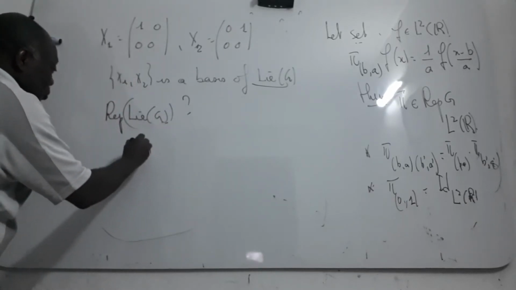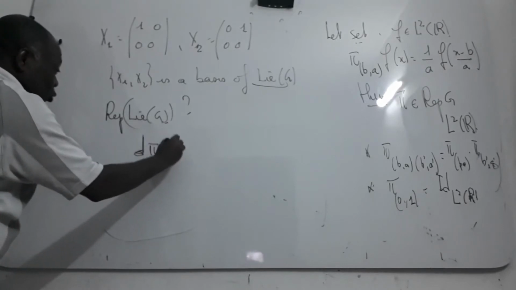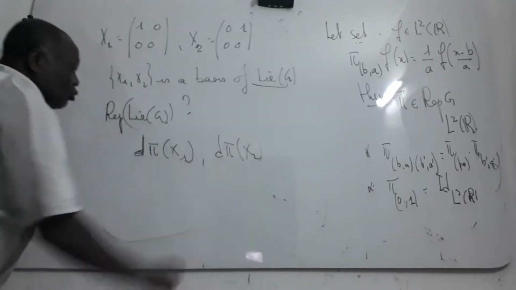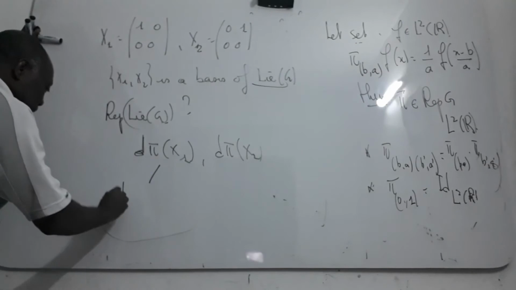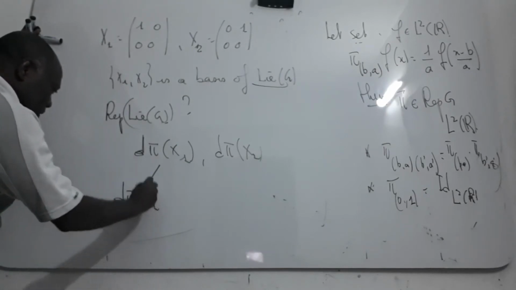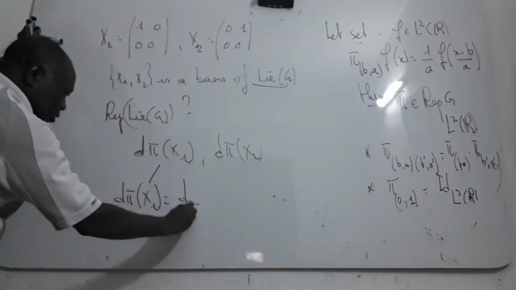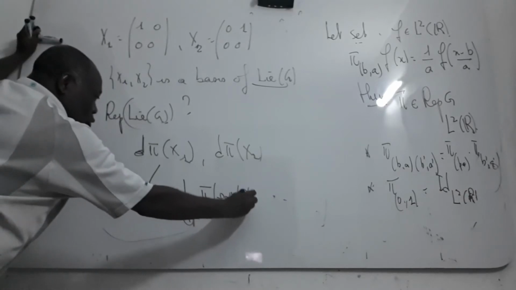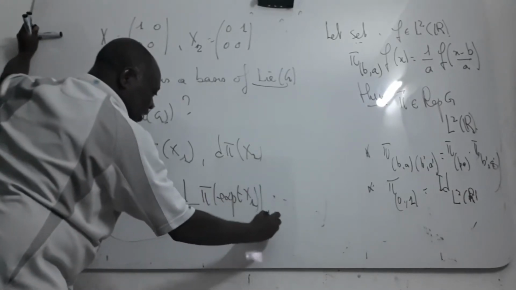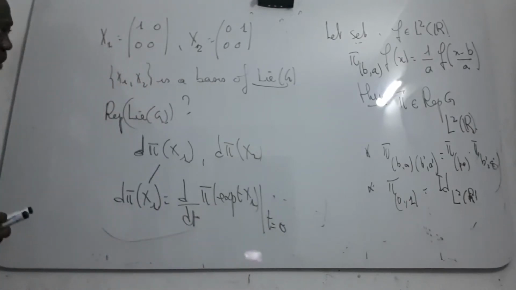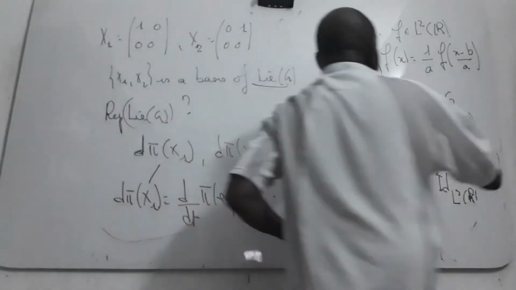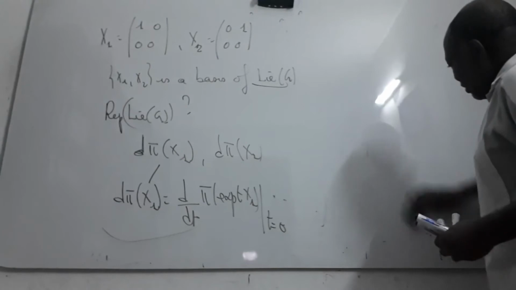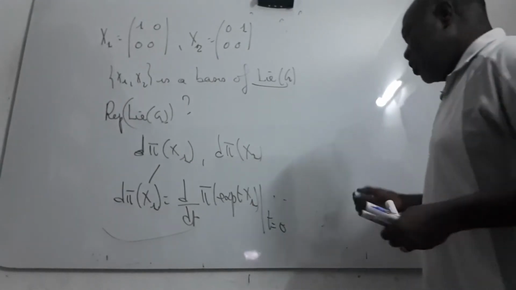Okay, so you can compute d pi of x1 and d pi of x2. For this, d pi of S1 is just the derivative over t of pi of this one-parameter subgroup, when t tends to 0. From here, we can just compute it.